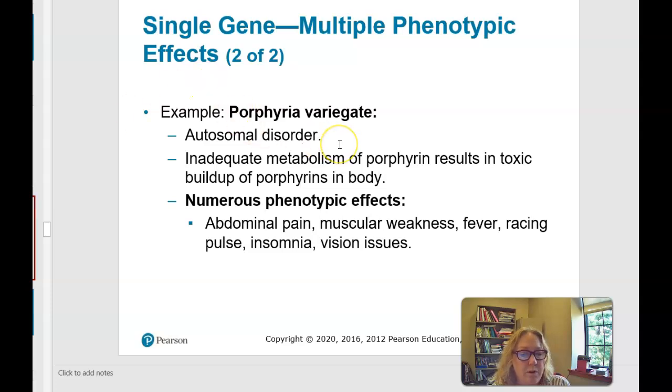Another example is some autosomal disorders. Inadequate metabolism of porphyrin results in toxic buildup in the system. Anywhere from just abdominal pain to fever to racing pulse to insomnia to vision issues. There's just a range of effects.